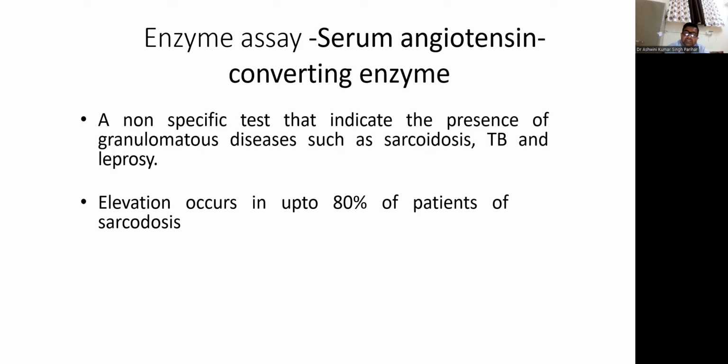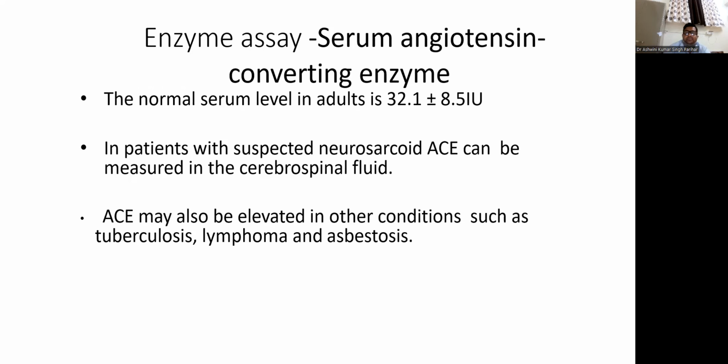As I have already mentioned, in a sarcoidosis patient, other than doing the systemic workup, you should also get the serum calcium and serum ACE level checked. If both are elevated along with the uveitis, it's quite likely the patient will have sarcoidosis. The normal range of this is 32 plus minus 8.5 international units.